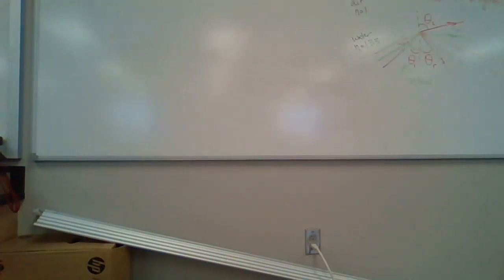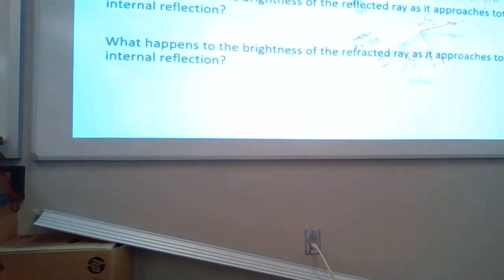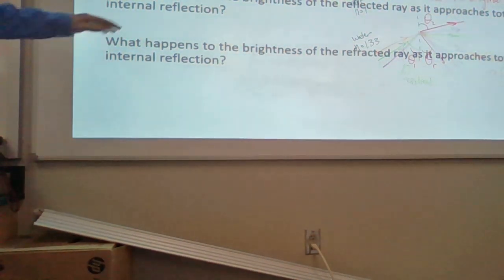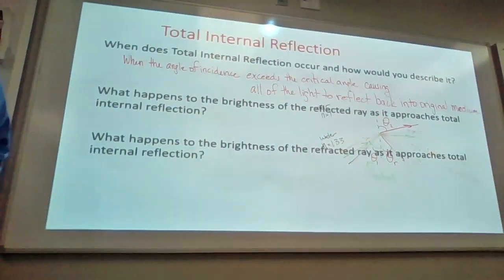Okay, good with that. And the reflected ray gets brighter. Yep. Here come the lights. Okay, so what happens to the brightness of the reflected ray? As it approaches critical angle or total internal reflection, it gets brighter, and the refracted ray gets weaker.